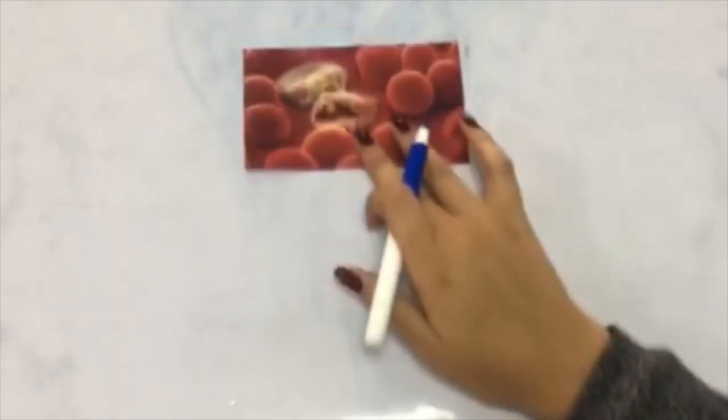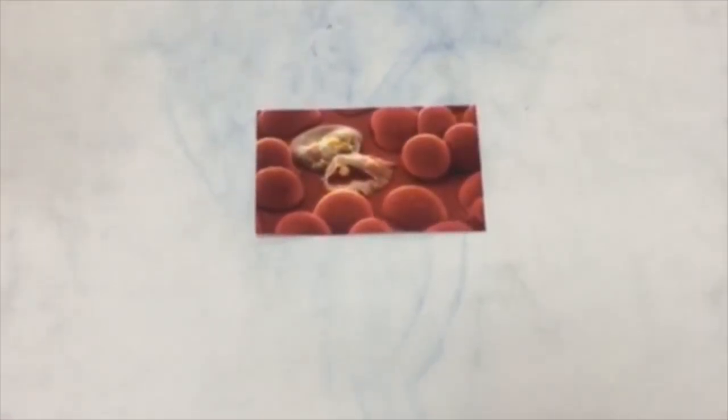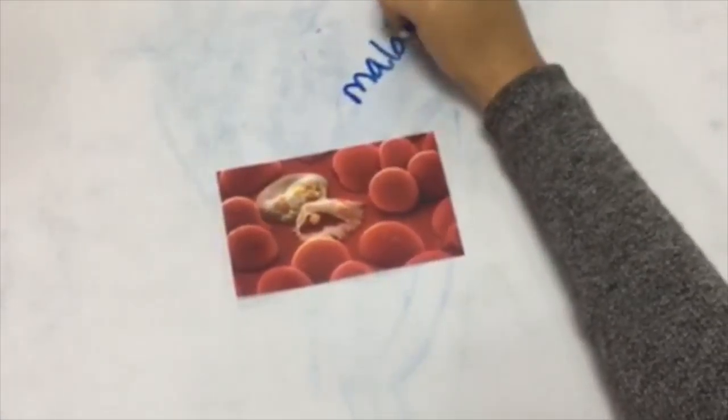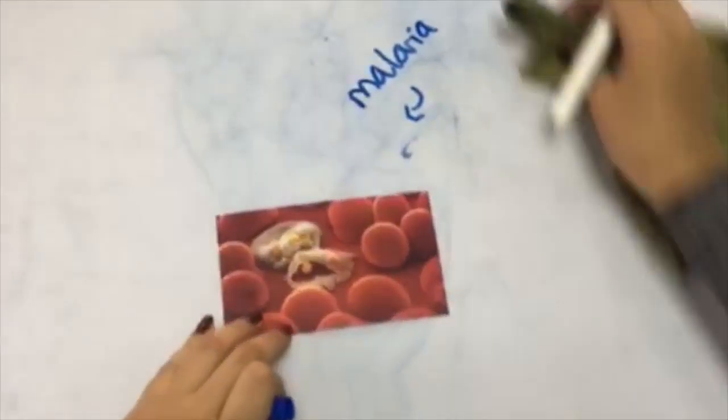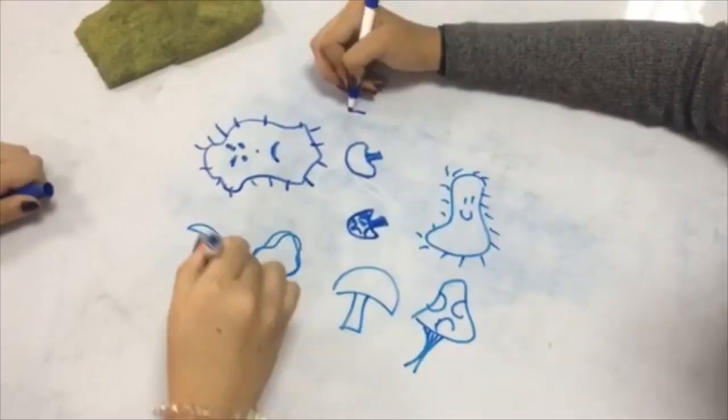Protozoa. A protozoan is a single-celled organism which contains a nucleus. Some diseases caused by protozoa are malaria and trypanosomiasis, which is the sleeping sickness.